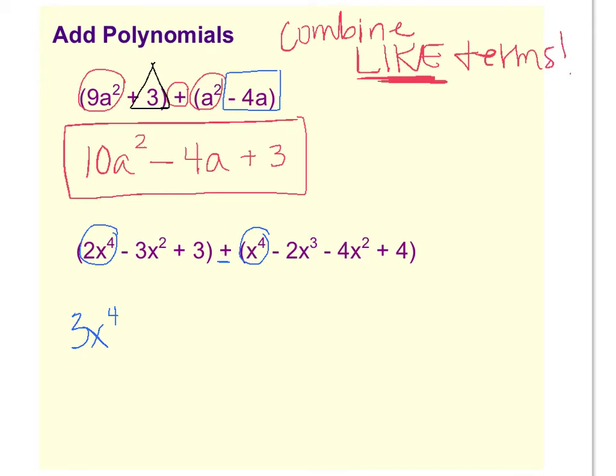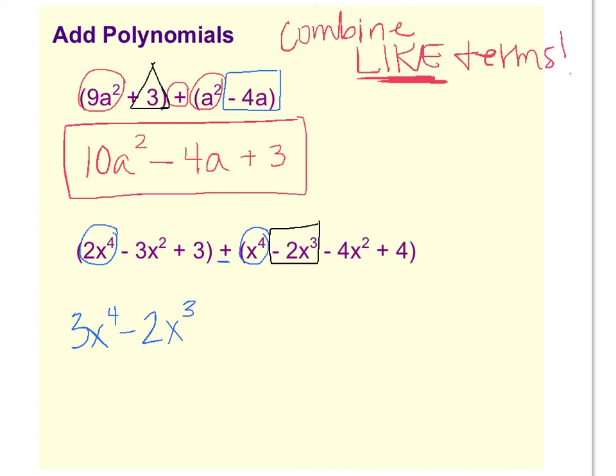After the x to the fourth, I do want to look for any x cubes because I'm going in descending order of my exponents. Here's an x squared, so I don't want that one, but over here I can see that there is an x to the third power. And because of that minus in front of it, we will see this as a negative 2x cubed. So that will just go right in our answer, negative 2x cubed, nothing's combining with it.